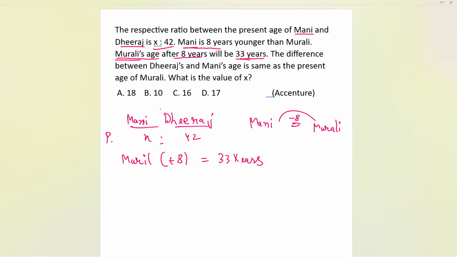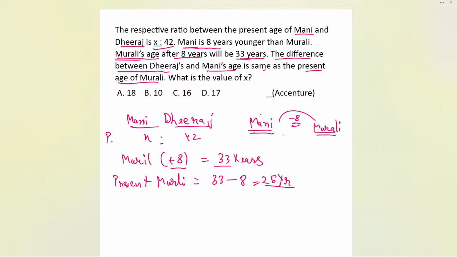Now, the present age of Murli is 33 minus 8. If this is the age after 8 years, then before 8 years it will be 25 years. Further it is saying that the difference between Dheeraj's and Money's age is the same as the present age of Murli. There is one more condition given for Murli and Money: Money is 8 years younger.